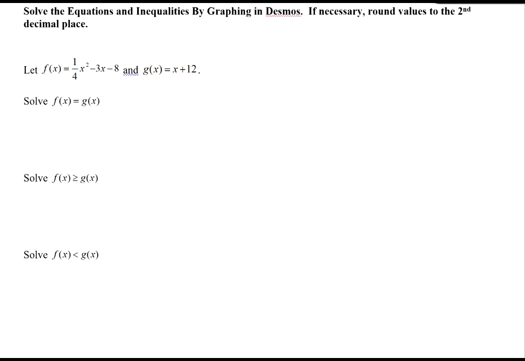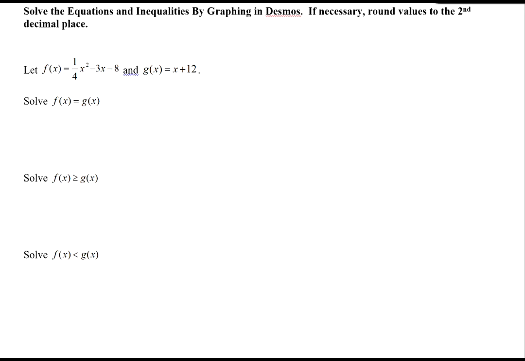In our last examples, we're going to go back to function notation because you might be asked these questions related to two functions. So say I have f of x equals 1/4 x squared minus 3x minus 8, and I define g of x as x plus 12. Let's say we want to solve when the two functions are equal, or when one function is greater than or equal to the other or less than the other. So we can create function equations or function inequalities and solve them the same way we've been doing this.